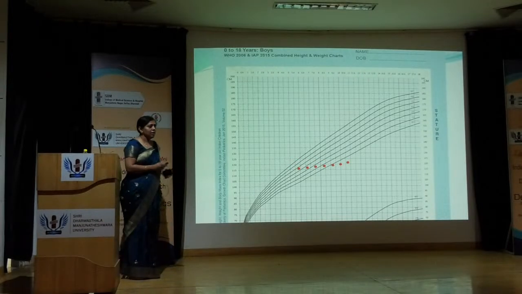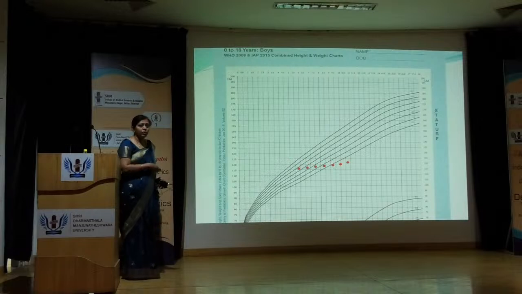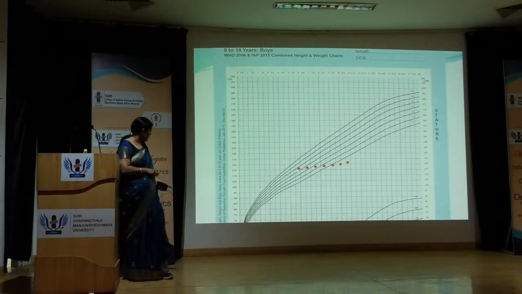This is clear. The crossing of 2 major lines. Not only height less than the 3rd centile or more than 2 SD below the median, even the crossing of 2 major centiles matters. For example, here the child was 116.